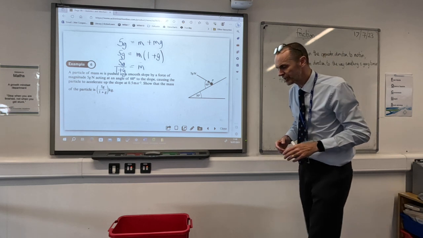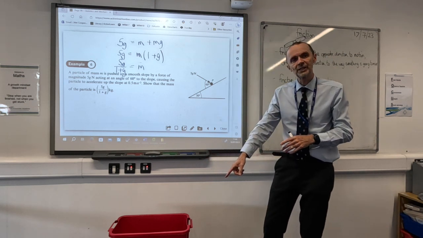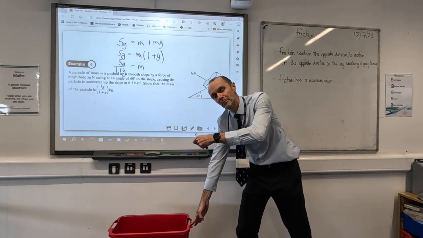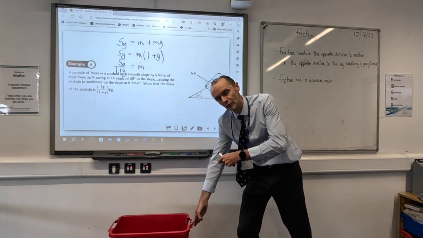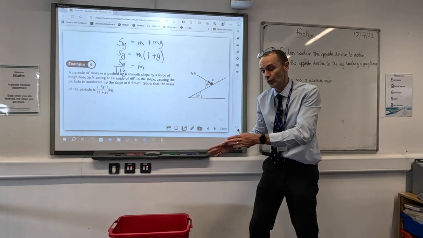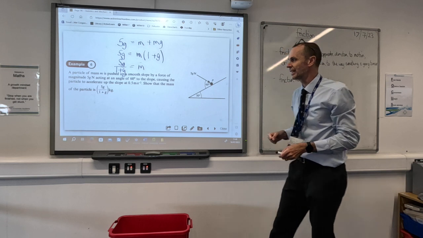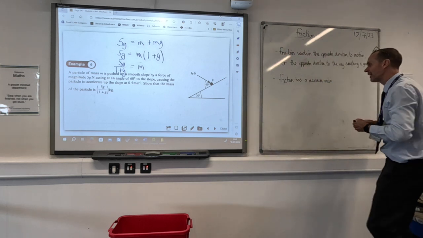That's because there might be other forces involved in the situation. So as well as me pushing it, Callum might be lifting it at the other end to try and make it a bit easier for me. That would not change the mass of the box, but it would change the reaction because he's helping me by lifting it up.